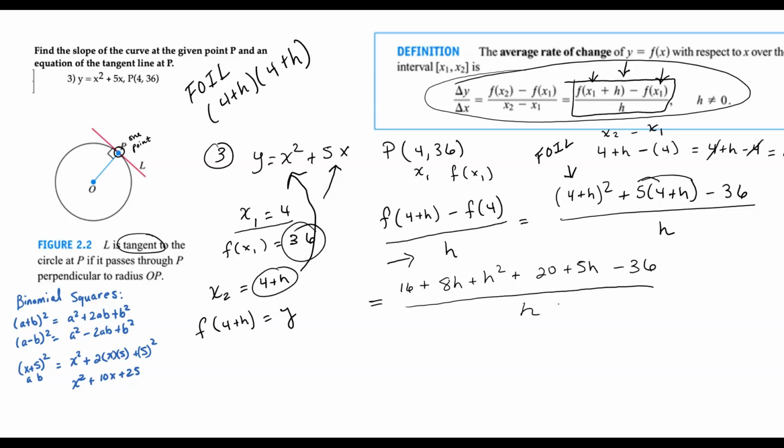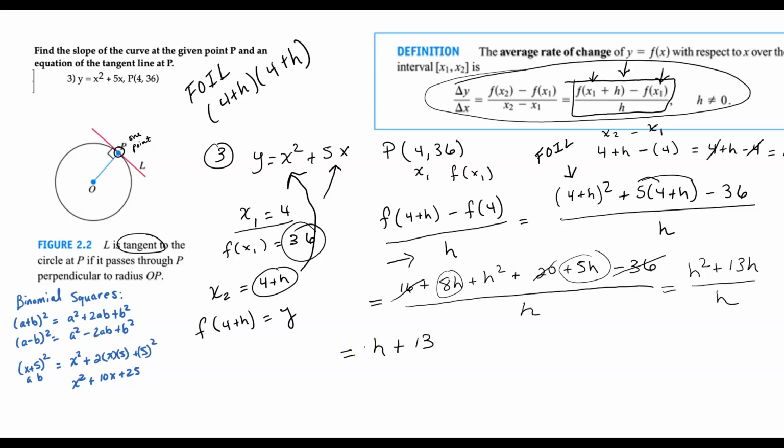All right, so let's try to combine like terms now. 16 plus 20 is 36. 36 minus 36 is 0. That's good. 8h and 5h, that's 13h. So I'm going to have h squared plus 13h. And then what else do I have? Divided by h. So you can divide out an h, and when you do that, you end up with h plus 13.